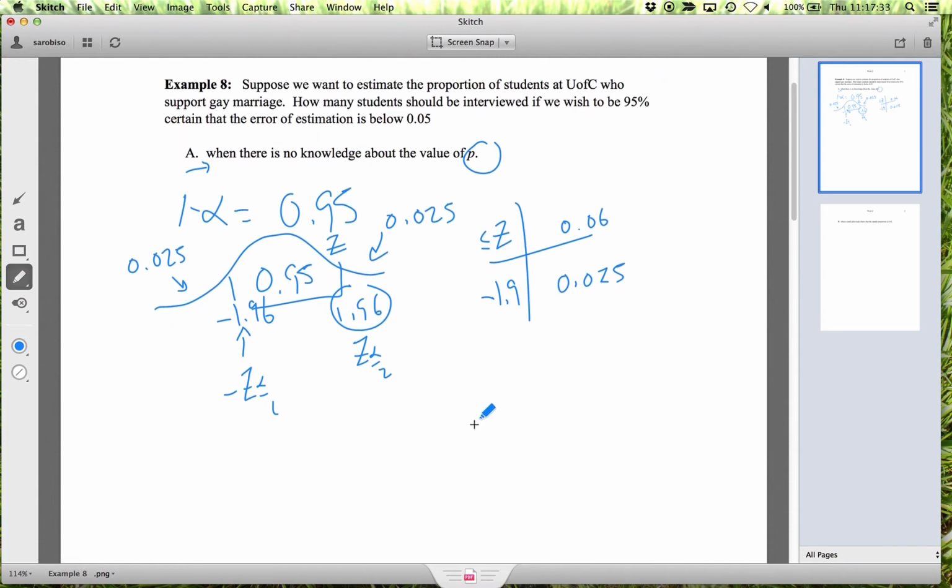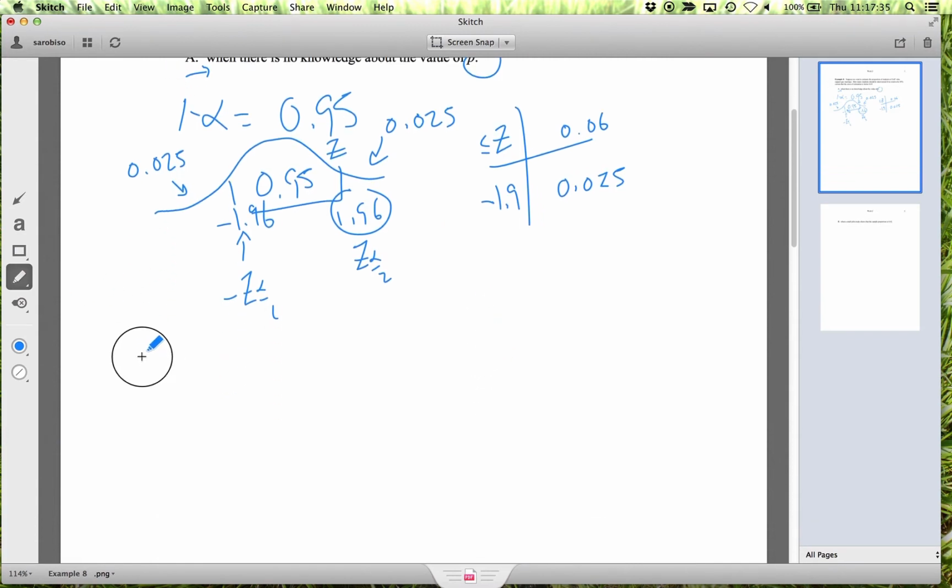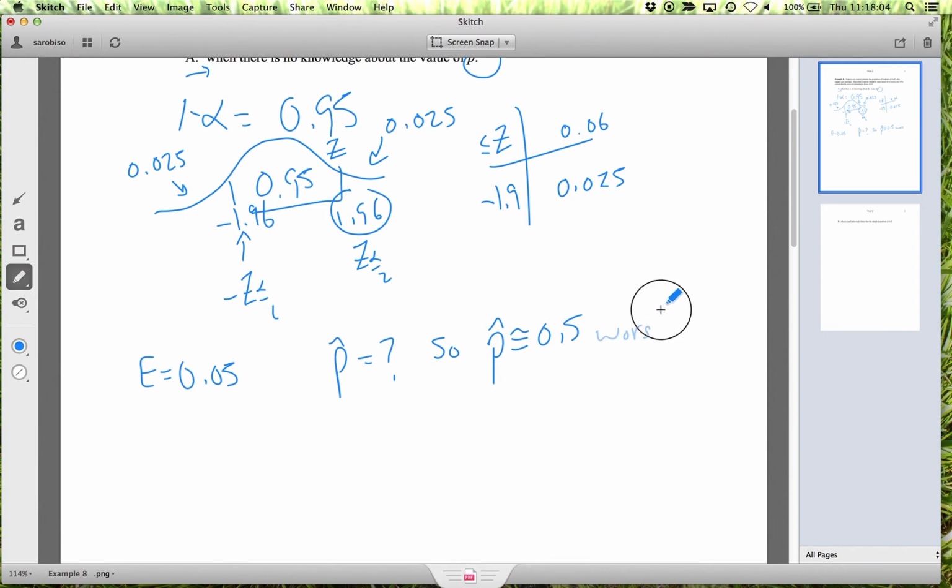Okay, some other things that I might want to note. The allowable error that we said we were having was to be below 5%. Okay, so at most it needs to be 5%. And we don't have any information about the sample, about p hat. So what we are going to do when you don't have any information about p, we will just assume that p hat is 0.5. Okay, this is the worst case it could be. When you don't have any information, just assume that it's 0.5.